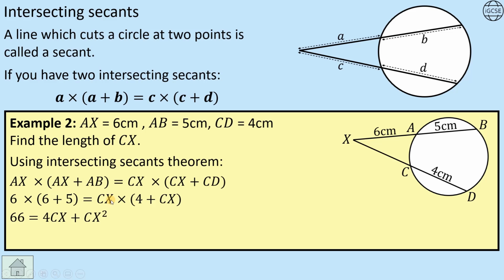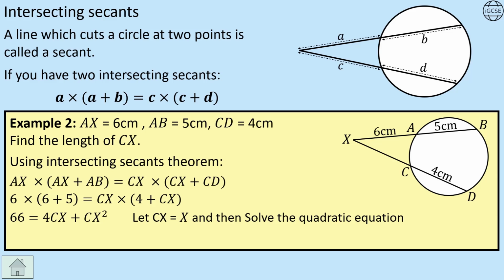And when I multiply this bit out, I've got CX times 4, so 4CX, and CX times CX. Remember, this is the unknown, we don't know what it is. But because these are both the same, it's CX squared. What you've actually got here is a quadratic. All right, so I'm going to just manipulate it a little bit and say, let's just let CX equal x and write it as a quadratic.